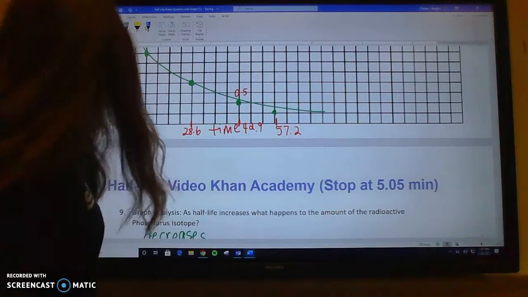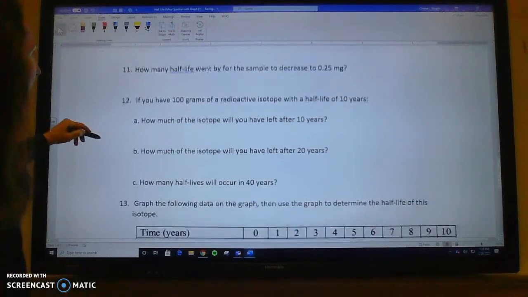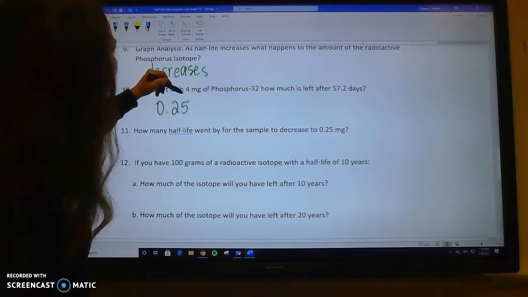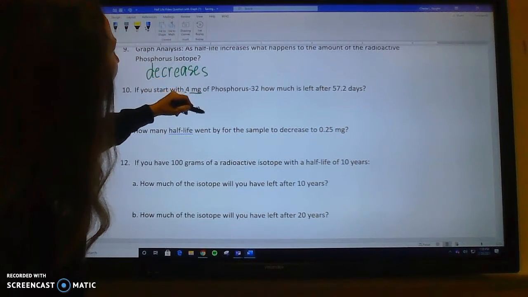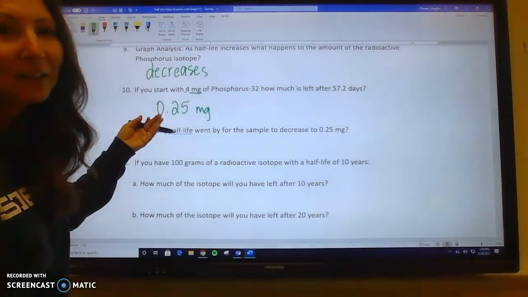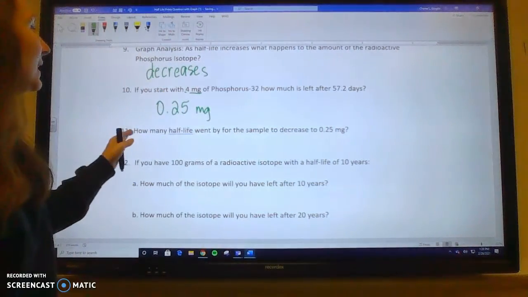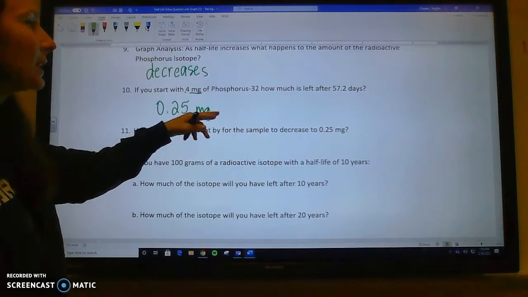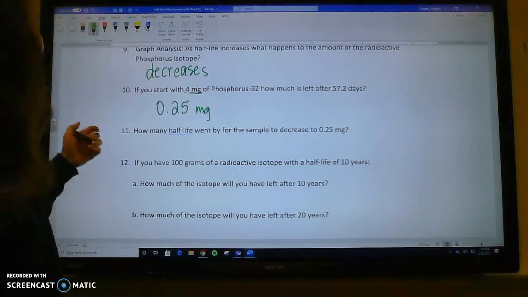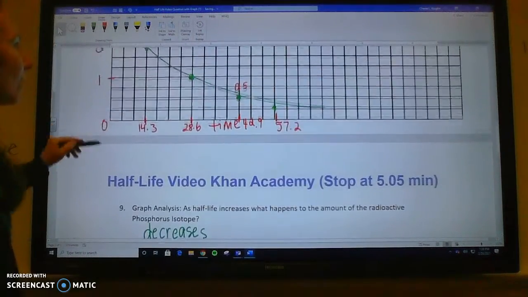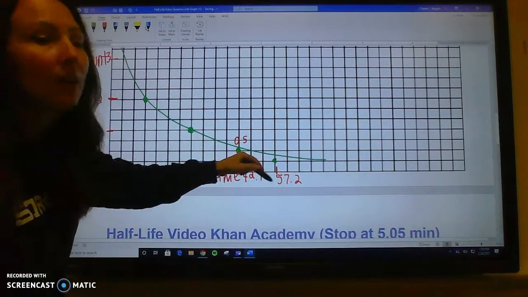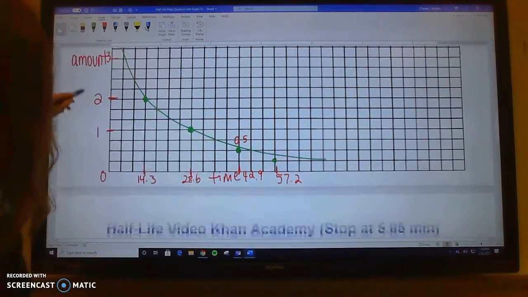And so our answer is going to be, where are we at? 0.25, and it's not grams, it's milligrams. Good thing your test is multiple choice. You don't have to worry about your teacher getting the unit wrong. All right, then it says how many half-lives went by for that sample to decrease to 0.25. So how many half-lives did we go through? Well, we're going to look back at the graph. We went through 1 half-life, 2, 3, 4. So it's 4 half-lives.